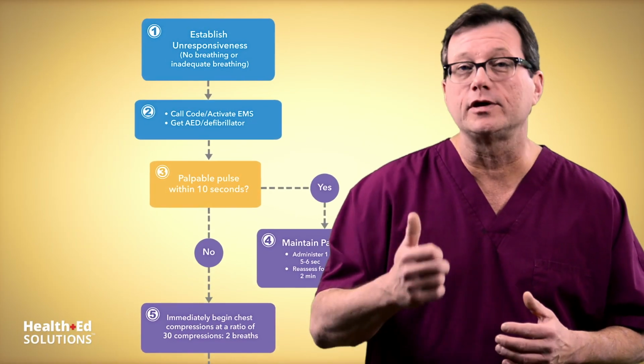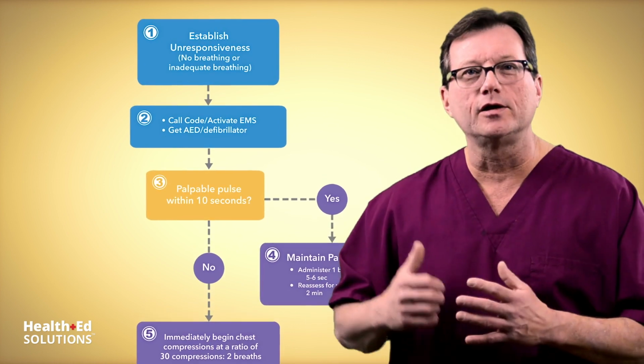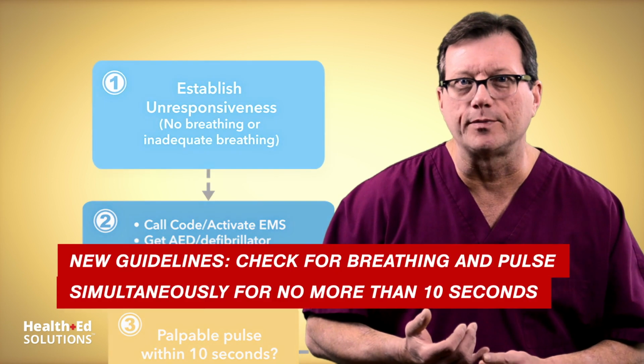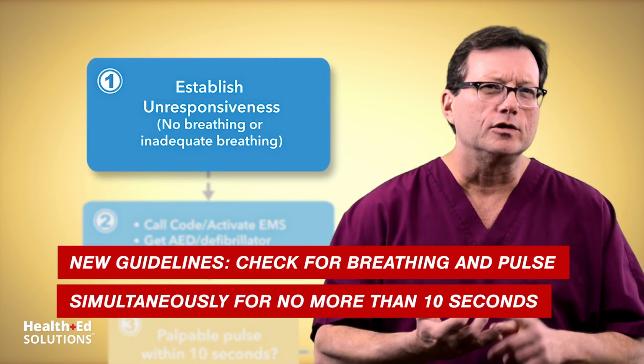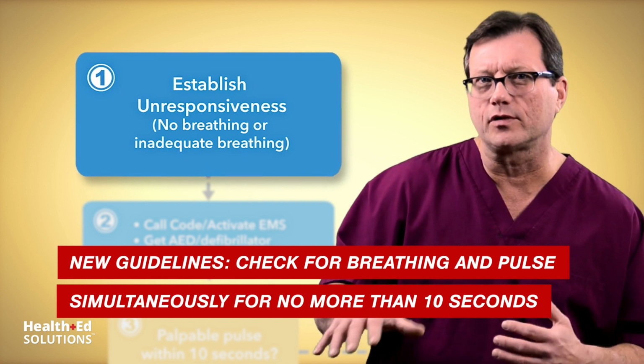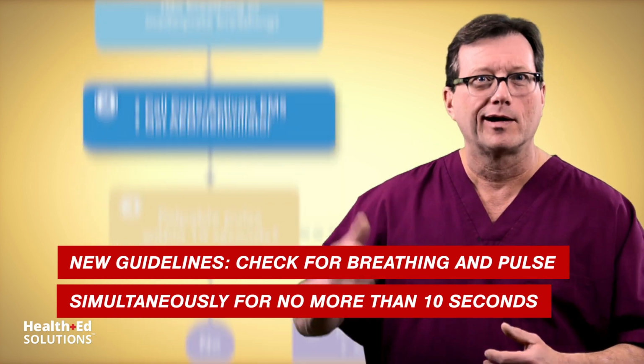In this video, we're going to review healthcare provider BLS for the adult victim. So let's take a look and see what those skills look like, shall we? First, establish unresponsiveness. Next, look for breathing. We're just looking at the patient's chest for about 5 seconds to see if they're breathing. If they're not breathing, call a code.